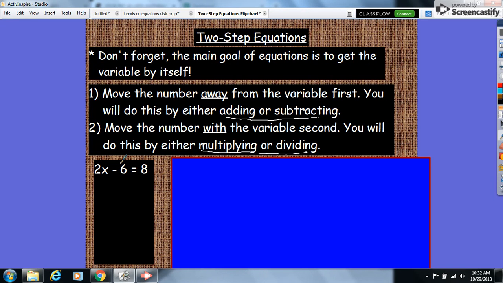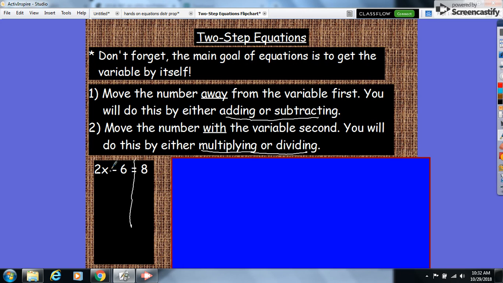So let's take a look at this first example. This equation reads 2x minus 6 equals 8. It's showing us multiplication and subtraction. So the first thing we're going to do is move the number away from the variable first. If I look at this equal sign, that acts as my wall, so I actually have two sides of my equation. The number away from the variable would be this negative 6.